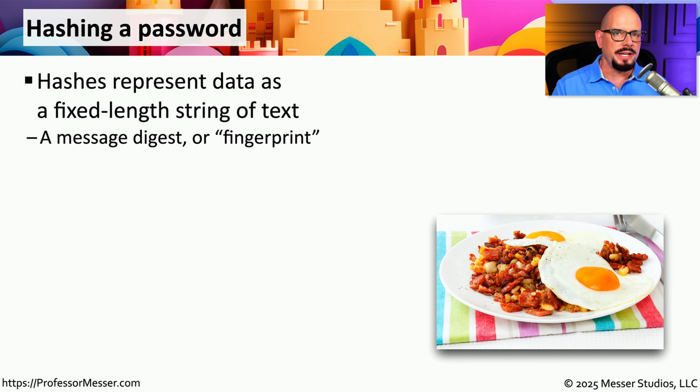This is where hashing steps in. Hashing is a way to represent data as a fixed length string of text. You'll often hear this referred to as a message digest, or very often as a fingerprint. For example, us humans could capture our fingerprint, and someone else could compare fingerprints to see if one of those happened to match me. What you can't do is take that fingerprint and somehow reconstruct the individual it was associated with.